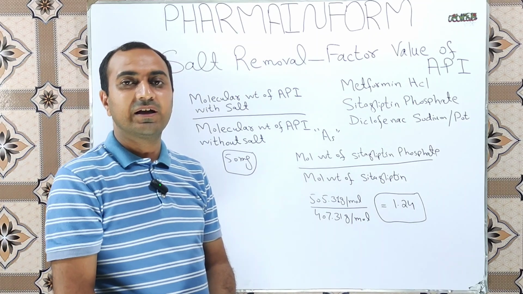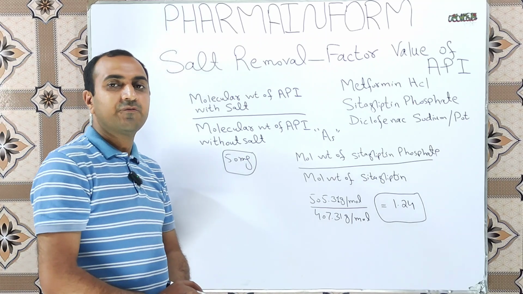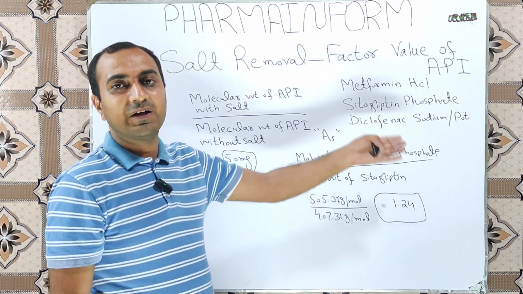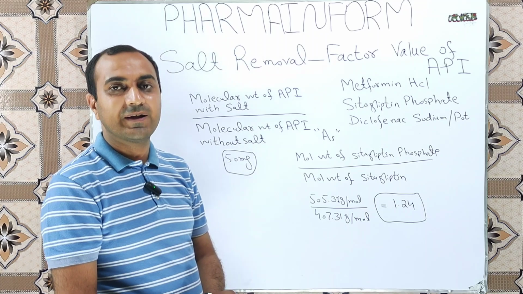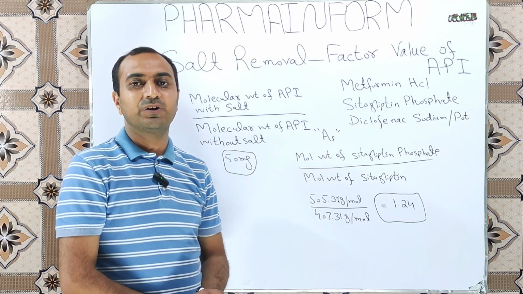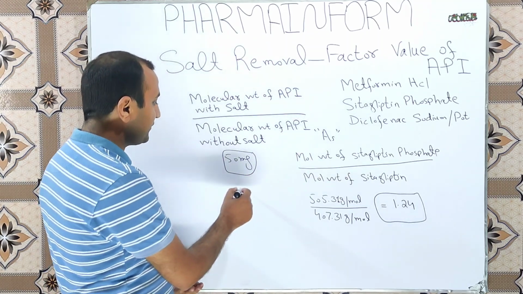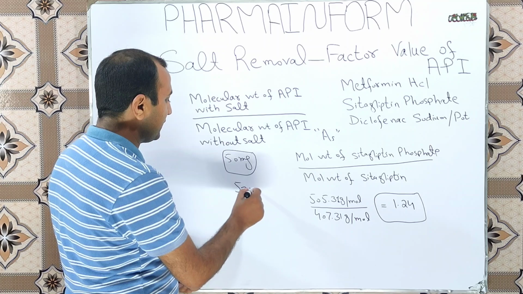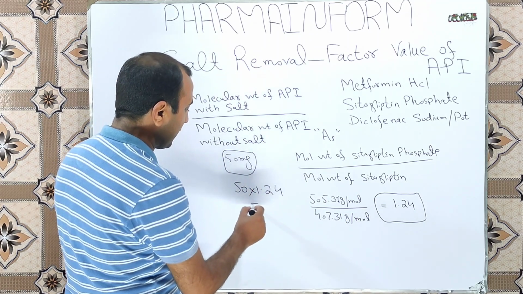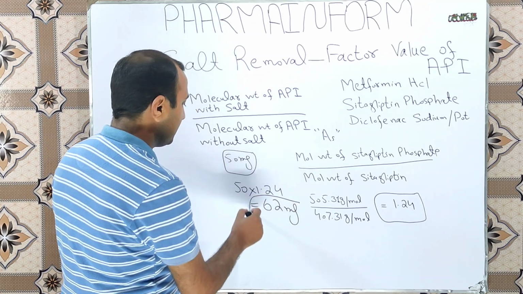So how will we utilize the factor 1.24? We want to prepare a 50 milligram tablet of sitagliptin phosphate. We have described that phosphate has nothing to do with the pharmacological activity, so we will adjust its value. To adjust its value, we will simply multiply 50 by 1.24 and the answer will be 62 milligram.